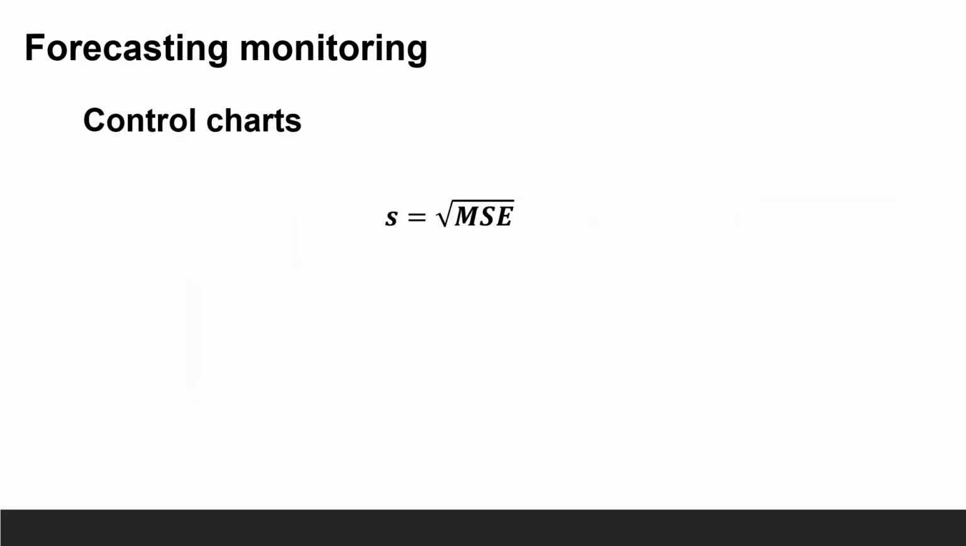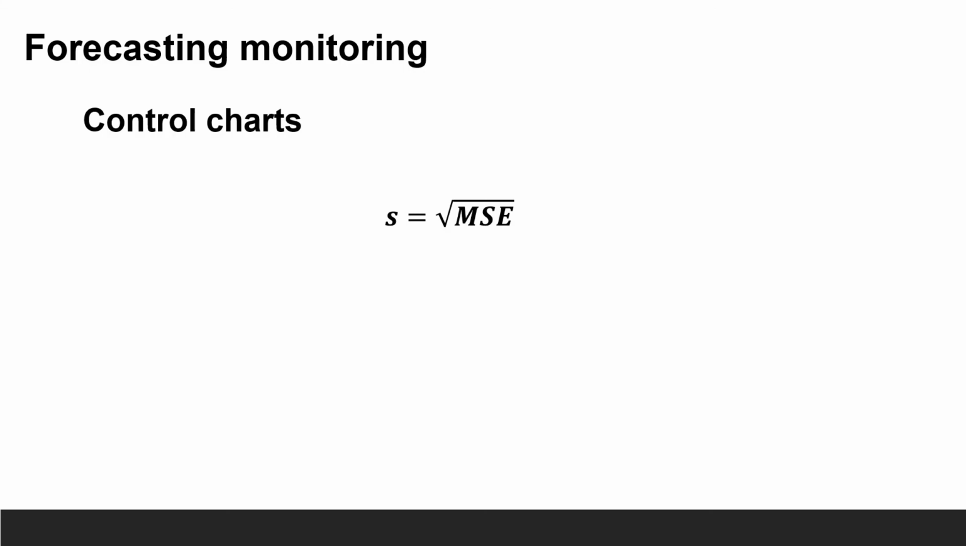To construct a control chart, first compute the MSE. The square root of MSE is used in practice as an estimate of the standard deviation of the distribution of errors. That is, S equals square root of MSE. Control charts are based on the assumption that when errors are random, they will be distributed according to a normal distribution around a mean of 0.